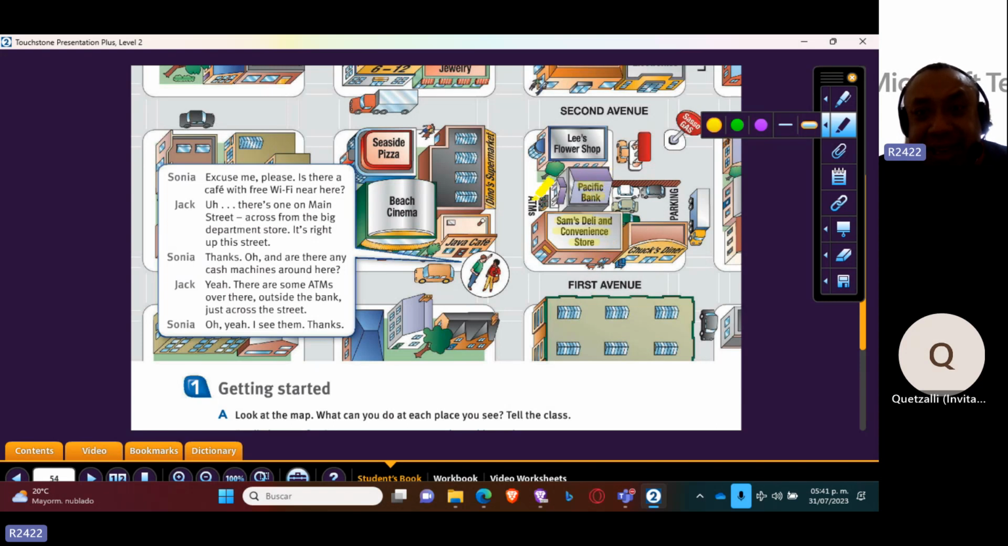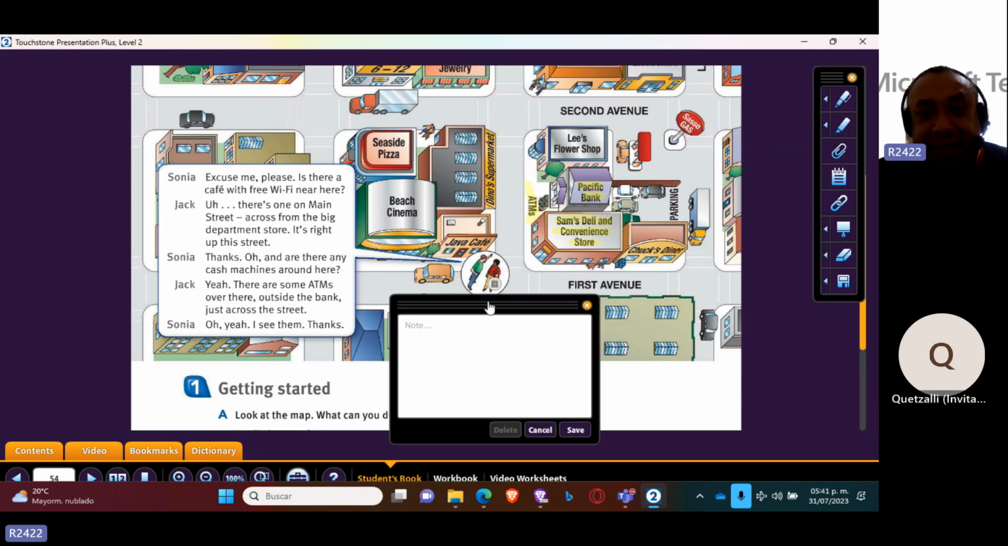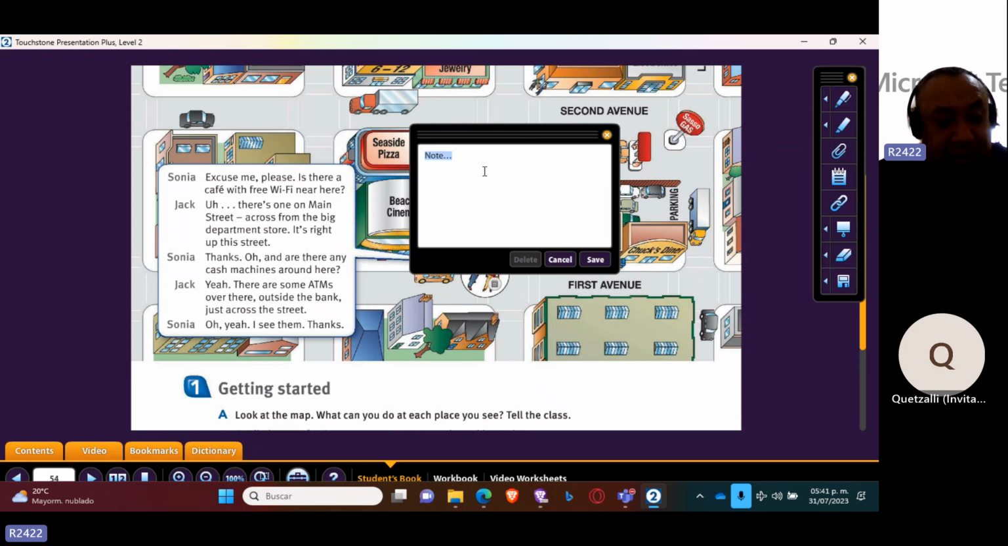¿Qué tenemos aquí? ATMs. ¿Cajeros automáticos? Exactamente. Son siglas. ATM significa automatic teller machine. Entonces, un cajero automático puede ser automatic teller machine o simplemente ATM, an ATM. Good, very good.